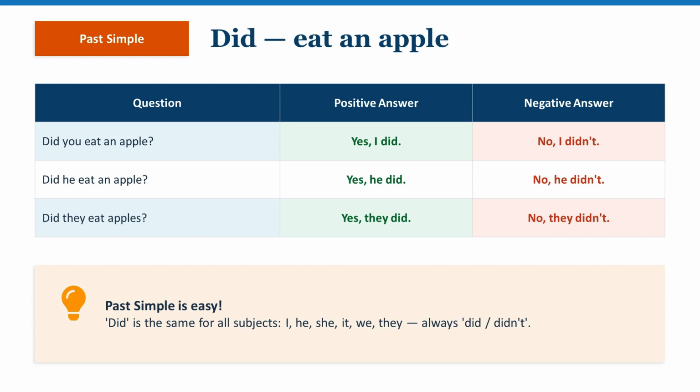Now let us look at the past simple tense. All past simple questions use did. Did you eat an apple? Yes, I did. Or no, I didn't. Did he eat an apple? Yes, he did. Or no, he didn't. Did they eat apples? Yes, they did. Or no, they didn't. The great thing about did is that it is the same for every subject. Whether you are talking about I, he, she, we, or they, the short answer always uses did or didn't. There is no change at all.